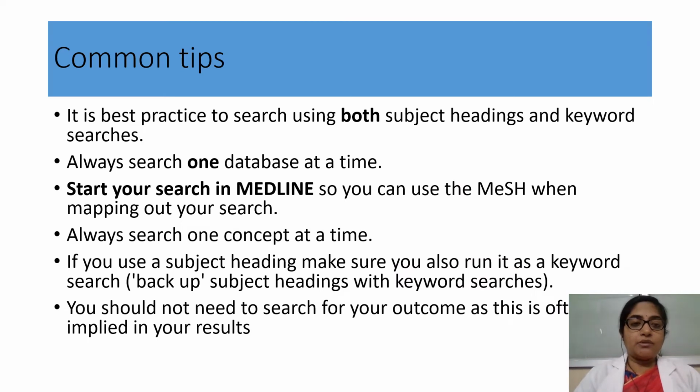Let me give you some tips to facilitate the searching. It is best practice to search using both subject headings and keyword searches. I'll always search one database at a time. Start your search in Medline so you can use the MeSH when mapping out your search. Always search one concept at a time. If you use a subject heading, make sure you also run it as a keyword search. Back up subject headings with keyword searches. You should not need to search your outcome, as this is often implied in your results. So these are some common tips which will facilitate your searching.